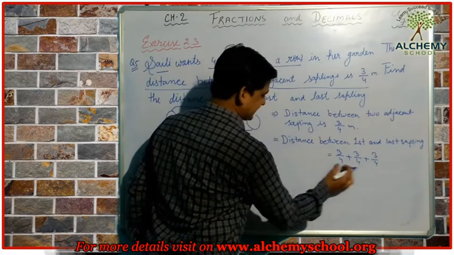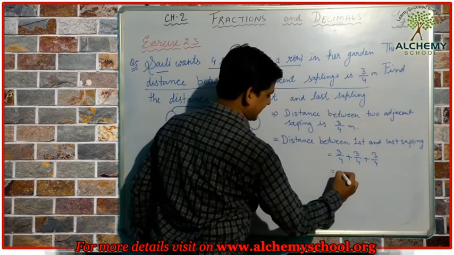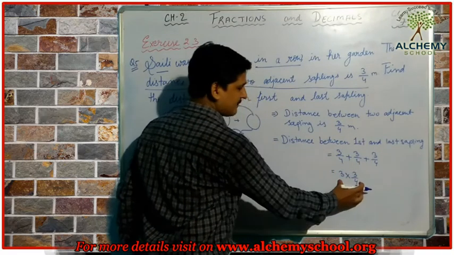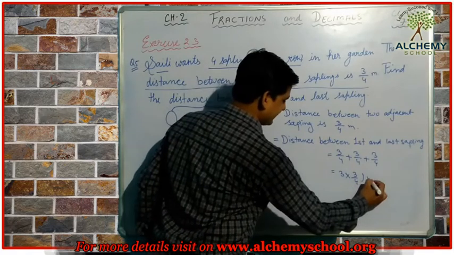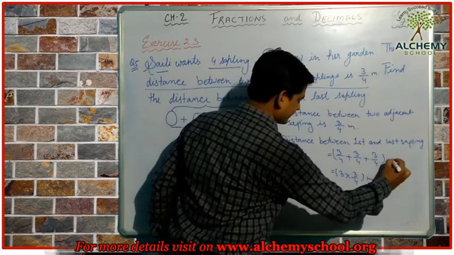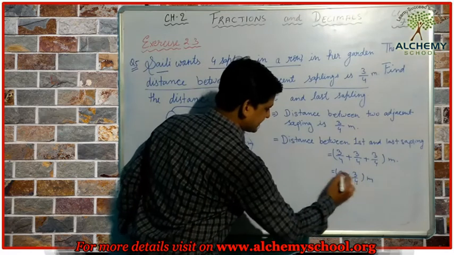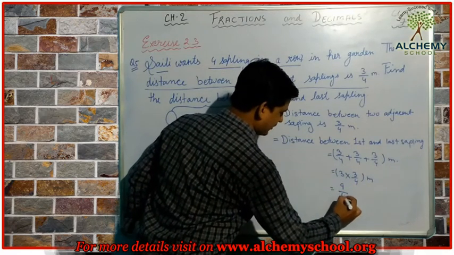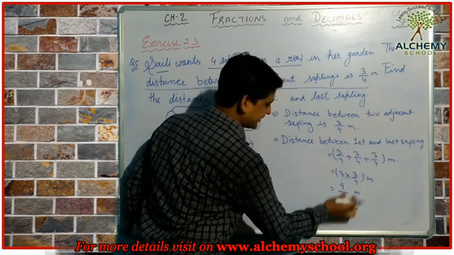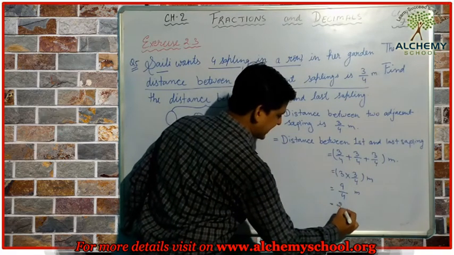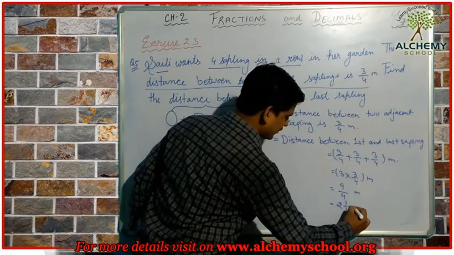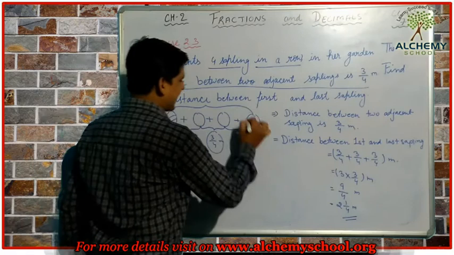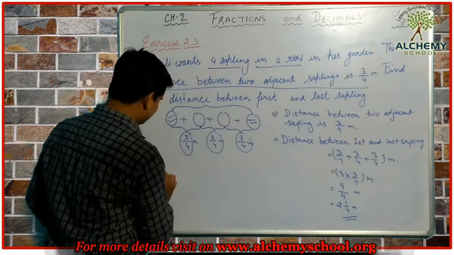We can see this is the repetition of the same fraction. So we can write it as 3 into 3 upon 4 in the form of multiplication. Okay, it will be meter. So when we multiply these two values, 3 3s are 9 upon 4 meter. When we convert it into mixed form, 4 2s are 8, 2 and 1 upon 4 meter. So this is the distance between first sapling and last sapling. So we can write this statement here.